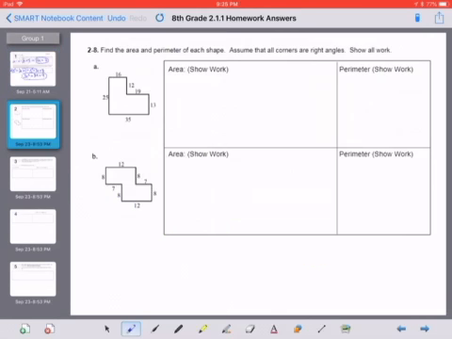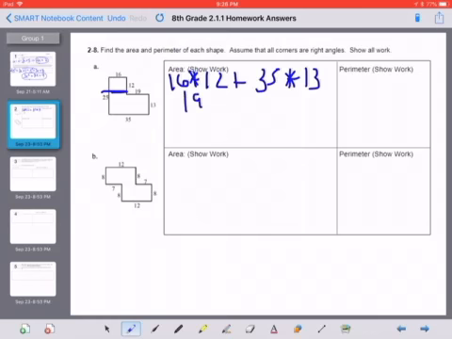Problem number 2-8 said find the area and the perimeter of each shape. Assume that the corners are all right angles. Show your work. So in order to find the area, the first thing that I did in this shape is I separated it into 2. So I made it so I was doing 16 times 12 plus 35 times 13. So then I got 192 plus 455, which ended up being 647 units squared.